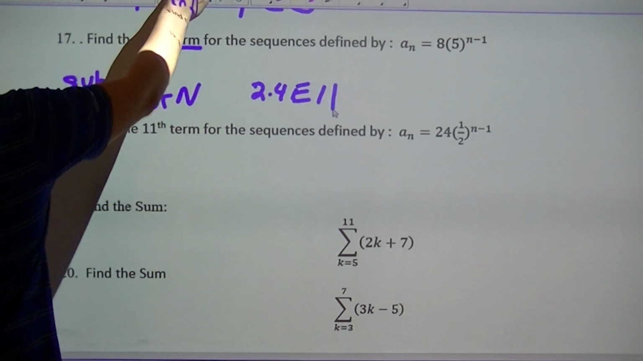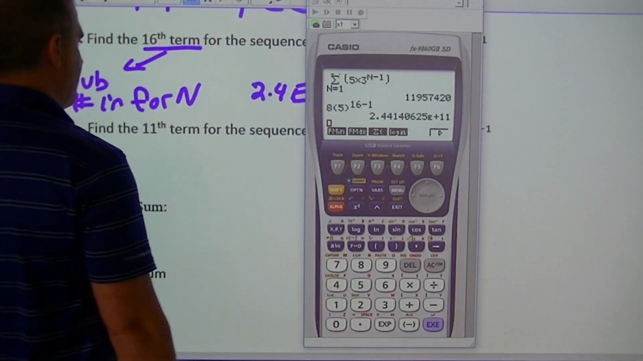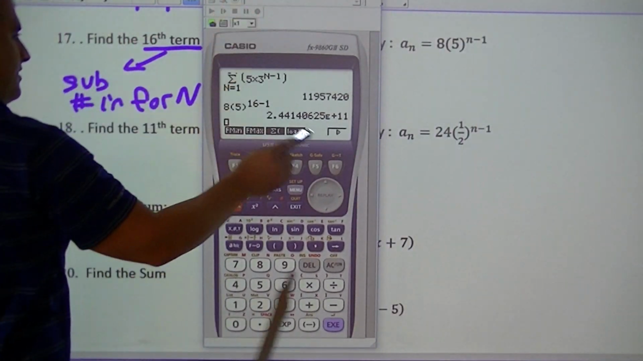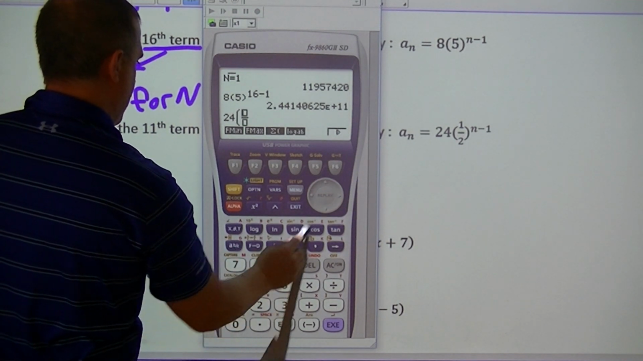Find the 11th term. Find the 11th term of this. 24, parentheses, exponent, 1/2.